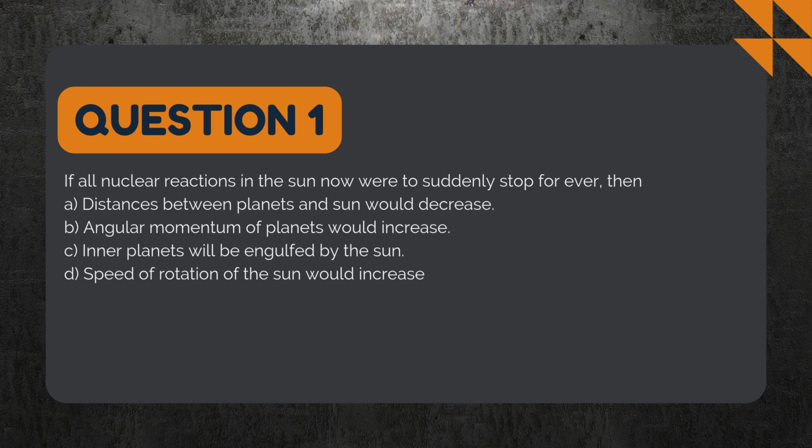Let's begin. Question 1. If all nuclear reactions in the sun now were to suddenly stop forever, then A. Distances between planets and sun would decrease. B. Angular momentum of planets would increase. C. Inner planets will be engulfed by the sun. D. Speed of rotation of the sun would increase.